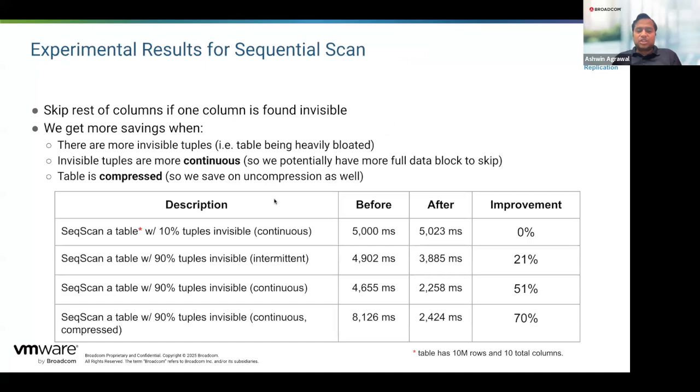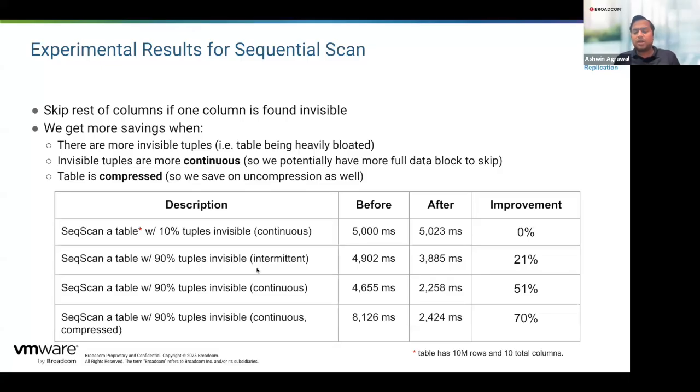So the results depict in which kinds of scenarios the benefits are much more visible. The maximum optimization comes where we skip reading the rest of the columns if we determine certain rows are deleted or invisible. That is the reason that if the table has a lot more invisible tuples, in the extreme case like 90% deleted tuples, the gain is pretty huge, because we are eliminating reading any of those tuples' actual data files.